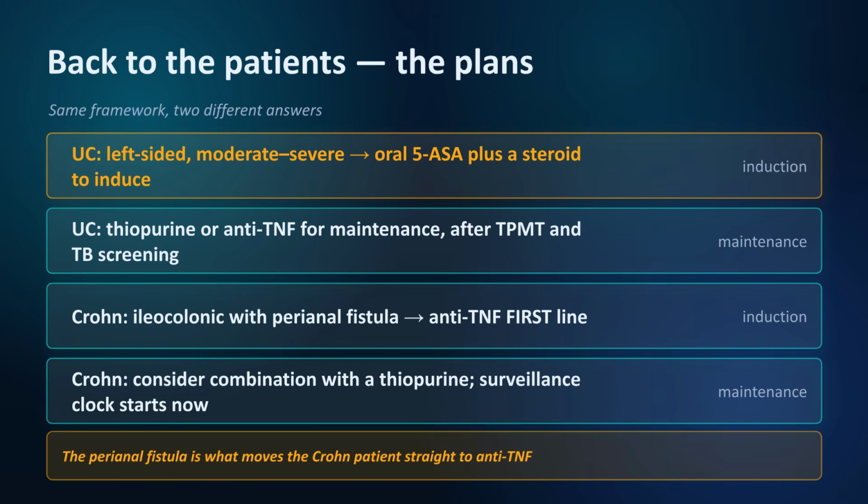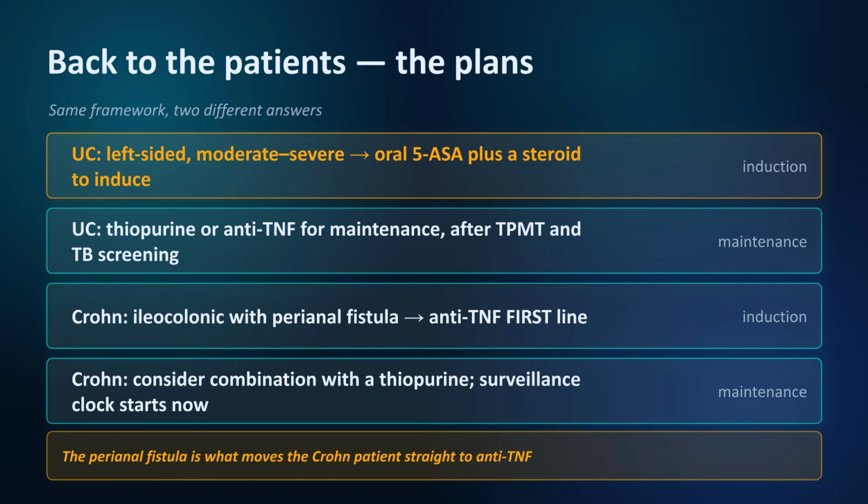The woman with left-sided moderately to severely active ulcerative colitis. We induce with oral 5-ASA plus a steroid. Then for maintenance, we move to a thiopurine or an anti-tumor necrosis factor agent, after checking TPMT and screening for tuberculosis and hepatitis B.